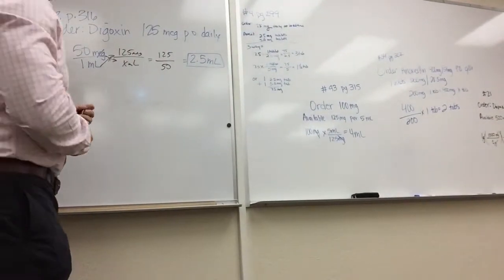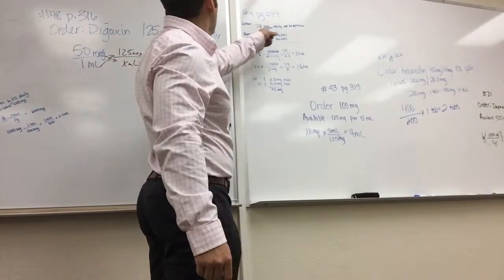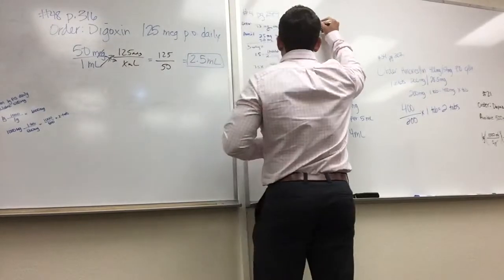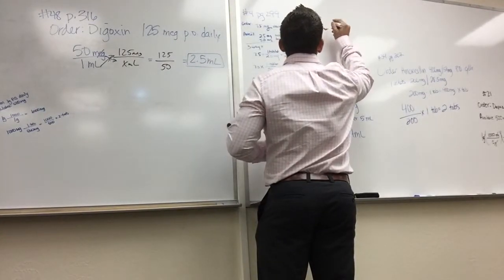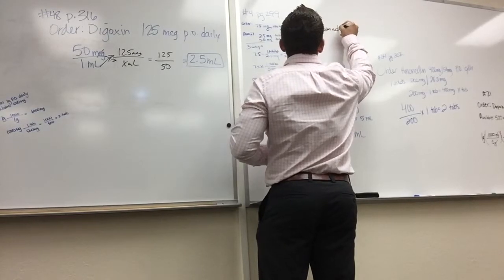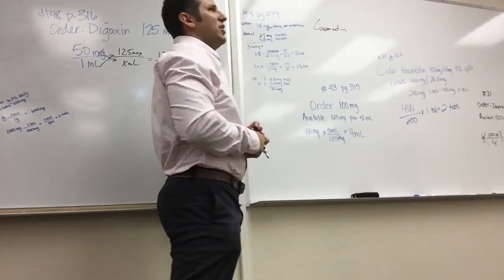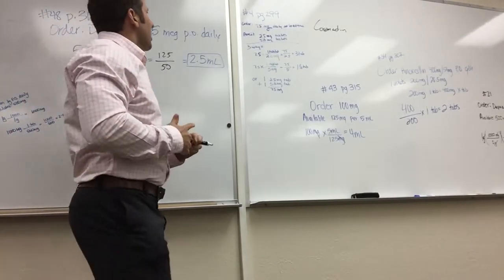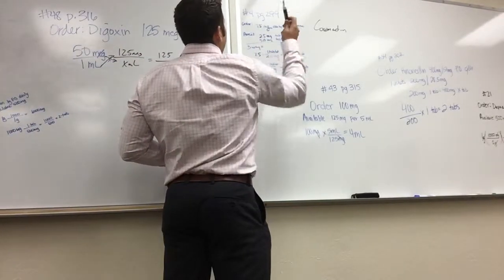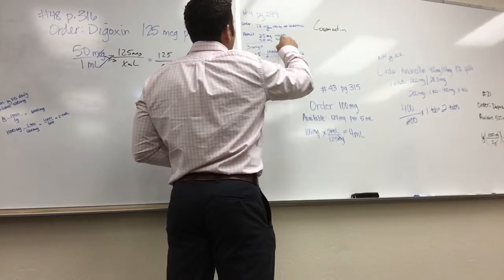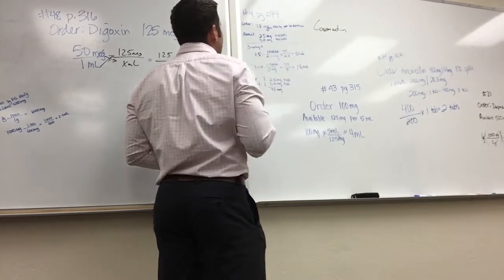Just kidding. Okay. Order 7.5 milligrams daily at bedtime. The medication is... sorry, my doctor's handwriting here. Coumadin. Okay? What's Coumadin? It's a blood thinner. Okay, so let's talk about this. 7.5 milligrams daily at bedtime. Available is 2.5 milligram tablets or 5.0 milligram tablets.